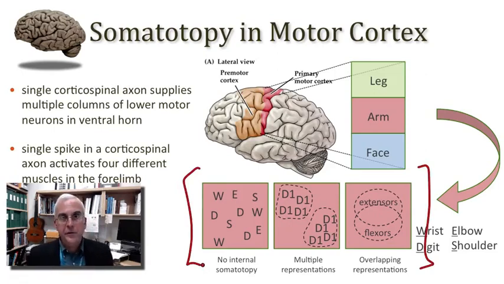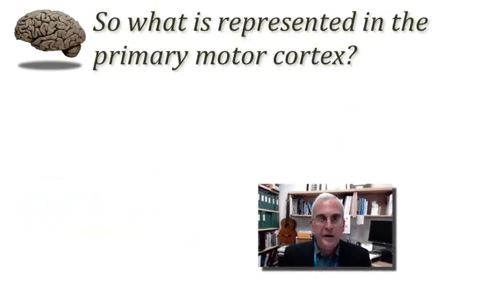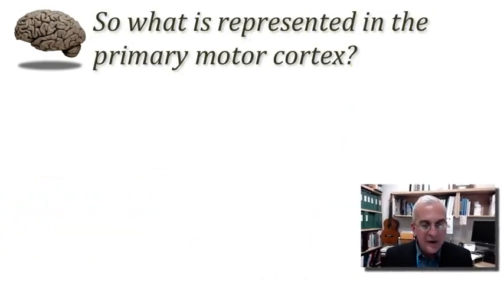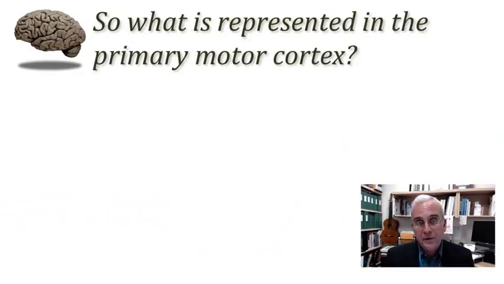So if all of this sounds very complex and very confusing, I can assure you it is, and we're still trying to understand exactly what is mapped in the primary motor cortex. So I hope that's a question that is raised in your mind at this point in our discussions.